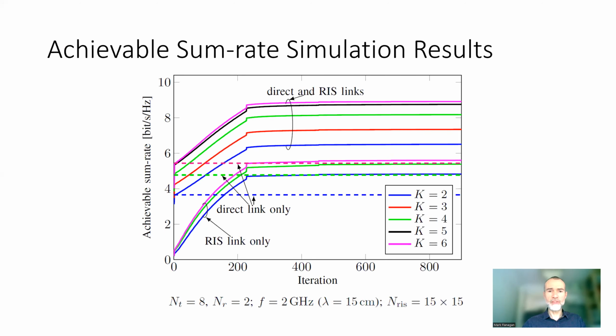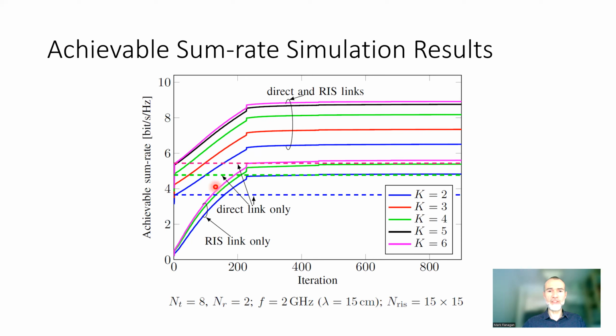So just to give you a snapshot of the results, the main point here is if we look at the gain you can achieve through the direct link only, and we look at the gain we can achieve through the RAS link, we are outperforming both of these significantly through combining the direct and RAS links. We're getting a higher achievable sum rate through the combined channel.